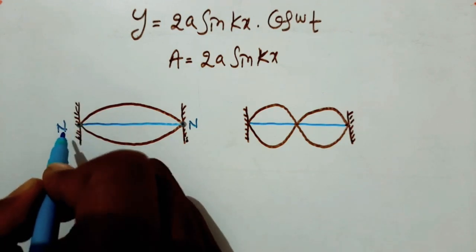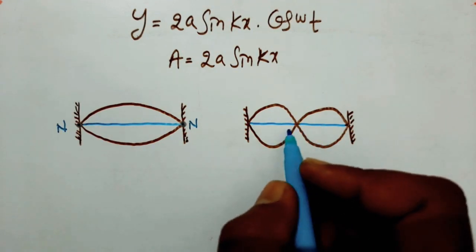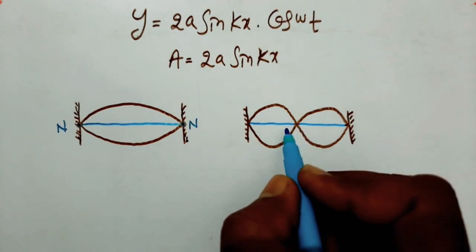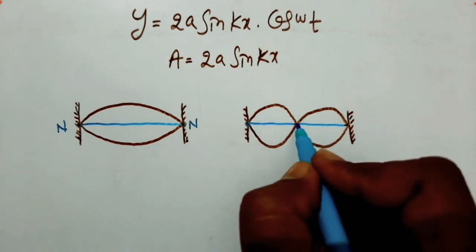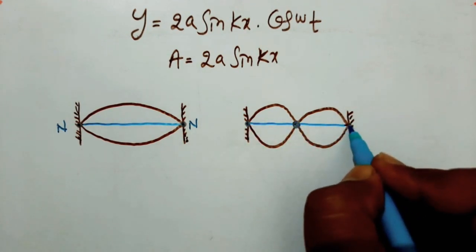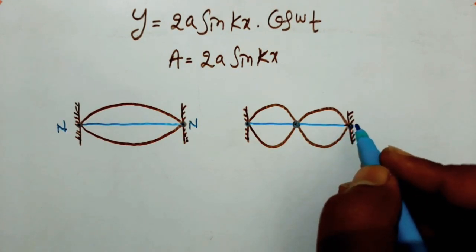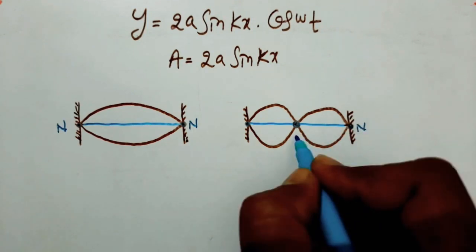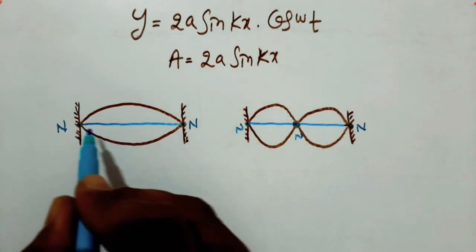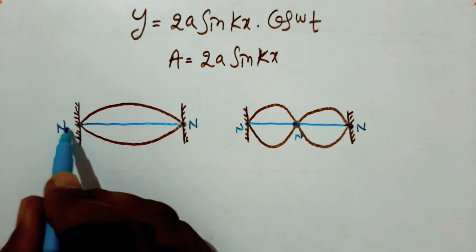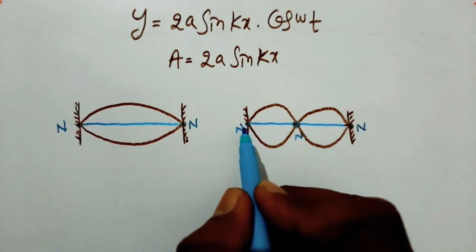So this is a node. If this string is oscillating with two loops, where does it have zero displacement? Here it has zero displacement, and here also, and here also. The positions of zero displacement are called nodes. So here it is a node, here also a node, here a node. If the string is oscillating with one loop, it has two nodes. If the string is oscillating with two loops, it has three nodes.